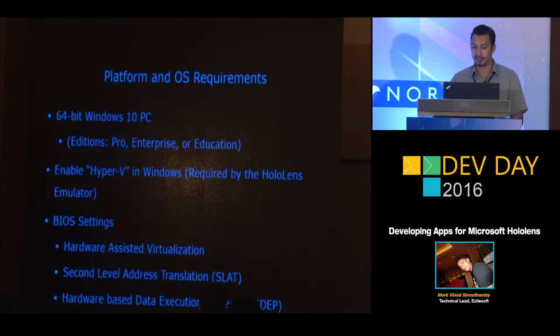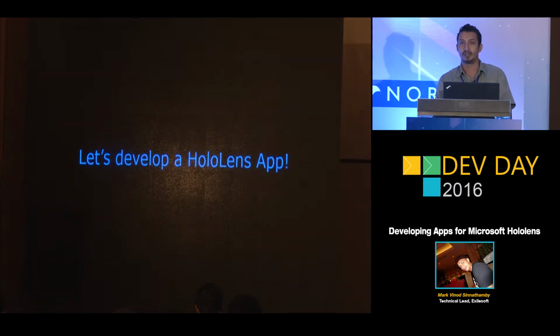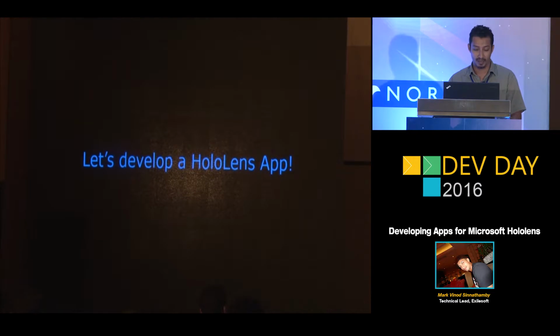And you need to set these BIOS settings. More often than not, they're already set. Sometimes the hardware-assisted virtualization may need to be adjusted. But this HAV, the SLAT, second level address translation, and the DEP settings should be set properly in your BIOS. So that's pretty much the basic requirements that you need for developing a HoloLens app. That's the machine requirements and the software you need. So let's just dive into building a HoloLens app and just checking how the flow goes.